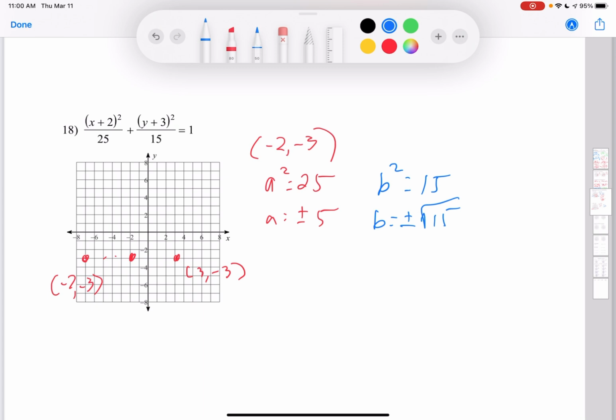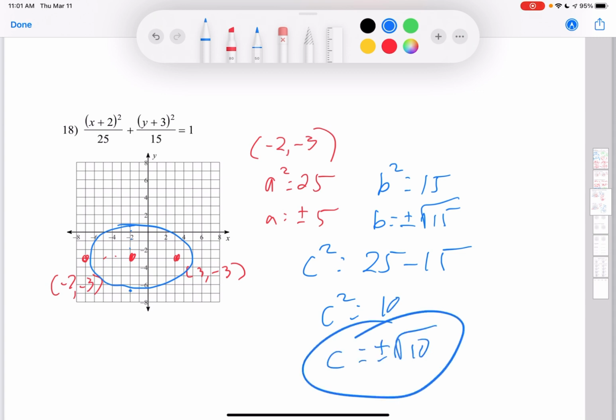So that's about 4, somewhere right in there. So it's going to go up 4. I think it's 4. Yeah, it's about 4. So 1, 2, 3, 4. So it's going to be about right there. It's going to go down 4, 1, 2, 3, 4. So about right there. So there's the graph, and I'm okay with that. C squared is equal to a squared minus b squared, so 25 minus 15, so c squared equals 10, so c is equal to plus or minus the square root of 10. And there it is.